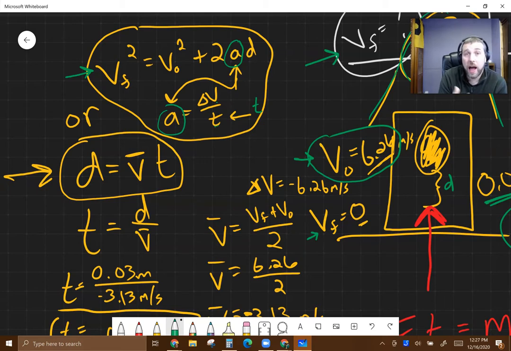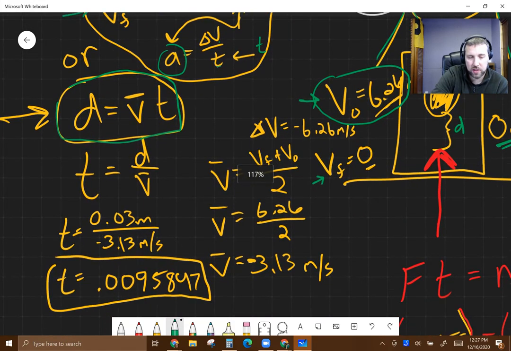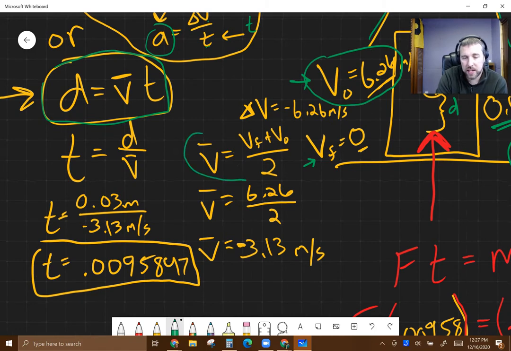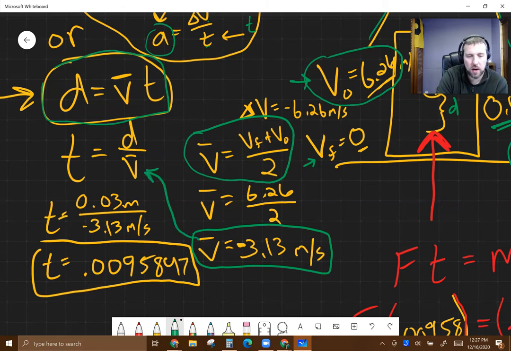Or we could look at the average velocity, because displacement is equal to the average velocity times time. So we rearrange that for time: time equals d over v. The average velocity is the final plus the initial over 2, like literally taking an average. We're assuming it's slowing down smoothly over that time, which is a fair assumption, at least for the level of detail that we need. So we got an average velocity of 3.13 meters per second. We plug that into time equals distance over average velocity: 0.03 meters, which is the displacement of squish that it had, divided by the average velocity. We got a time of just under 100th of a second, 0.009, et cetera. I'm keeping a few extra digits so that we don't have to round until the end. If you can hold on to those extra digits, that'll help.